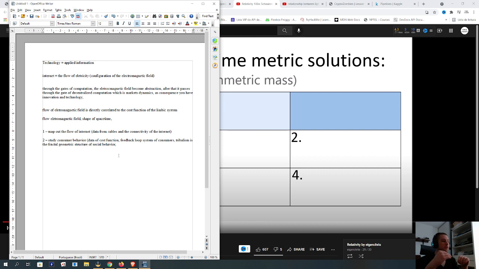So maybe if you can map out the electromagnetic field and use data to understand how this field is shaping society through markets, maybe you can predict what the innovation is going to be, because you know what the incentive is for control and power. And maybe from that, you can find a better distribution of this feedback loop system.